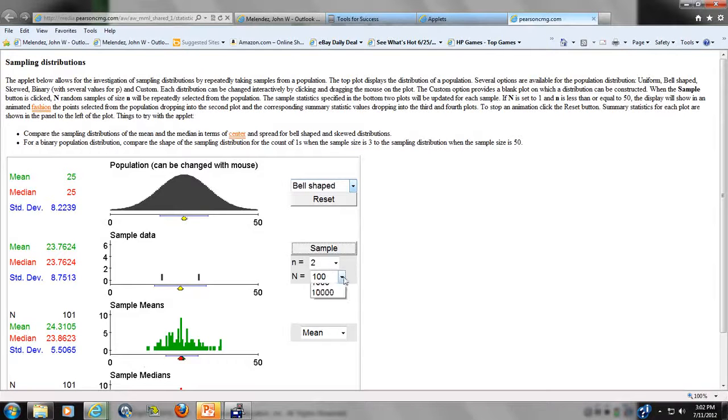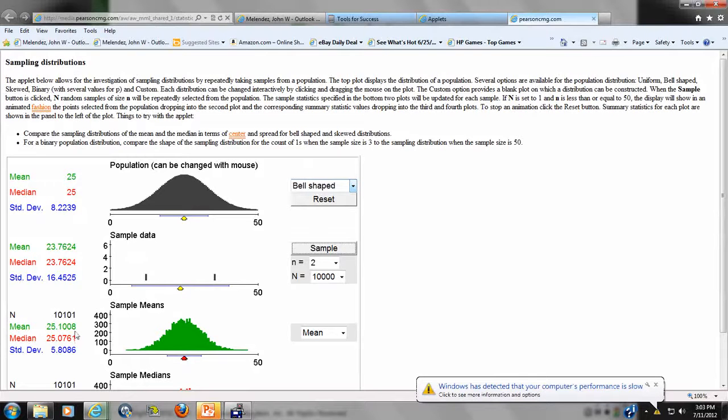So what we're going to do is take more samples. We're going to take 10,000 samples. So if we take 10,000 samples, notice what happens here. This is the last sample, the 10,101st sample. This is the distribution of all those samples. And notice what happens here. Now the mean of the population and the mean of these samples are the same.